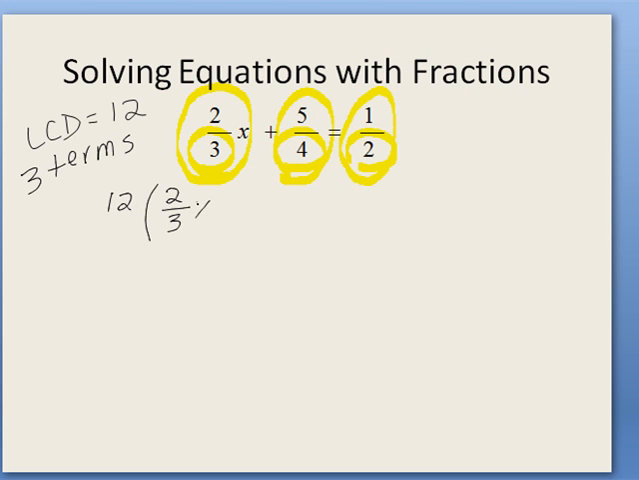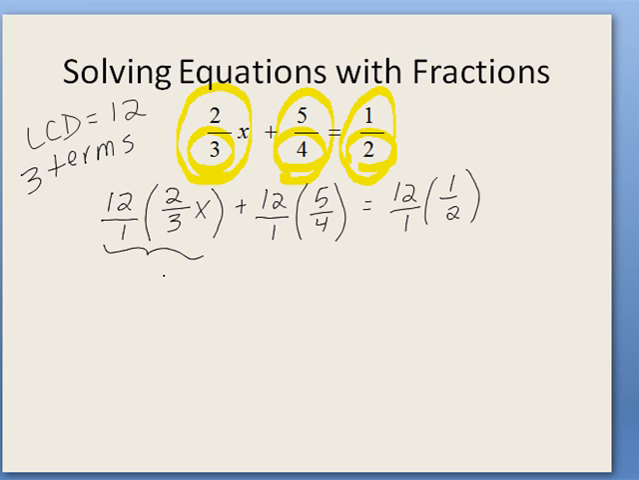So I'm going to have 12 times 2/3 x plus 12 times 5/4 equals 12 times 1/2. Now you notice how I set my fractions up. I'm being careful to keep the top and bottoms lined up. In fact, you may even want to write this as 12/1 so that you can keep your top and bottoms of the fractions straight. And once we are at this point, you're just multiplying fractions together, so you can cross cancel. 3 comes out of itself once, comes out of 12 4 times, and then you just need to multiply 4 times 2, which gives you an 8.